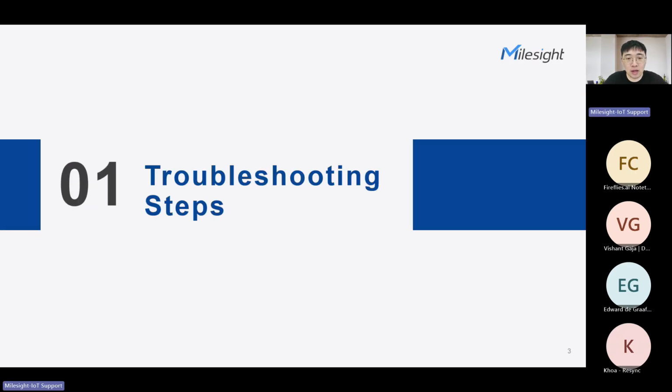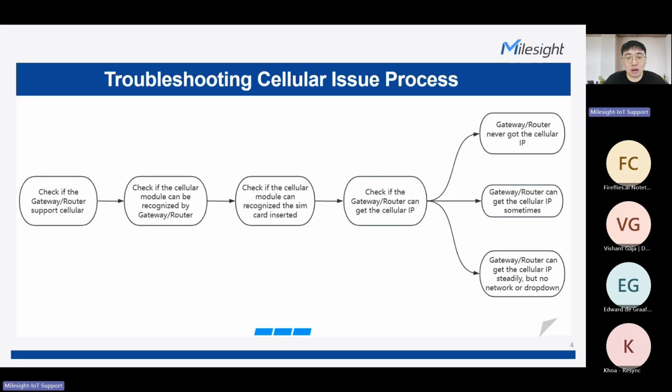Troubleshooting steps. We have drawn a flowchart to tell you the basic points of cellular problem troubleshooting. The first thing is to check if the gateway or router supports cellular. The next step is to check if the system can recognize the cellular module. And next is to check if the cellular module can recognize the SIM card inserted.